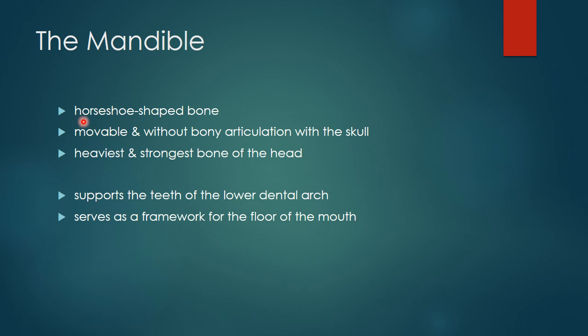The mandible is a horseshoe-shaped bone. It is movable and it has no bony articulation with the skull. It is the heaviest and strongest bone of the head. It supports the teeth of the lower dental arch and serves as a framework for the floor of the mouth.